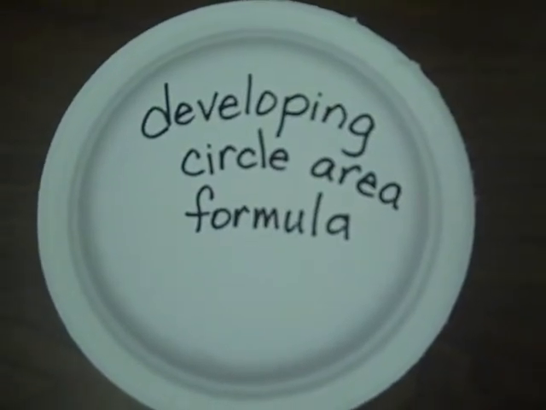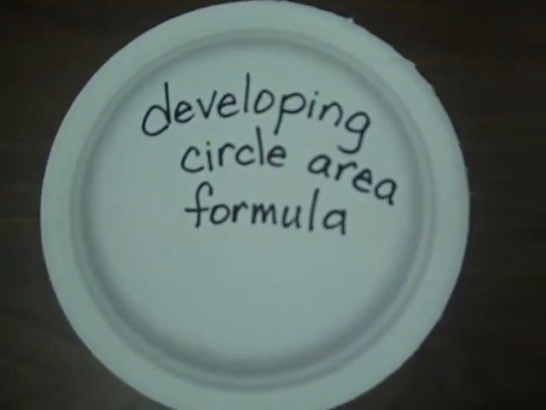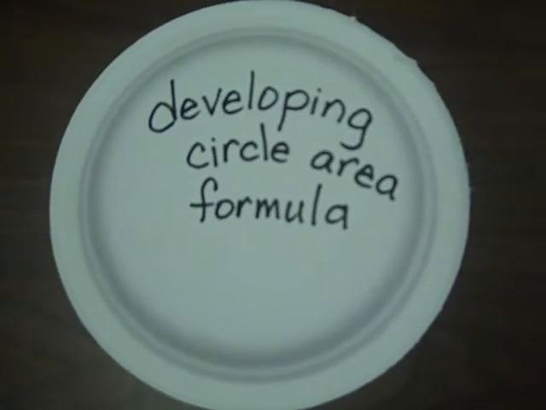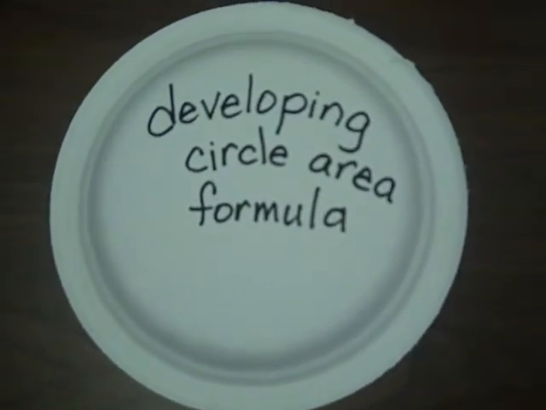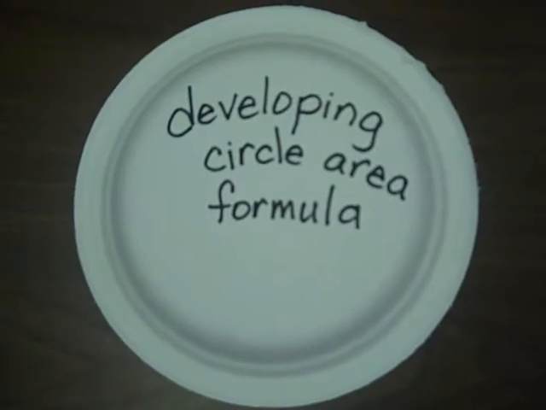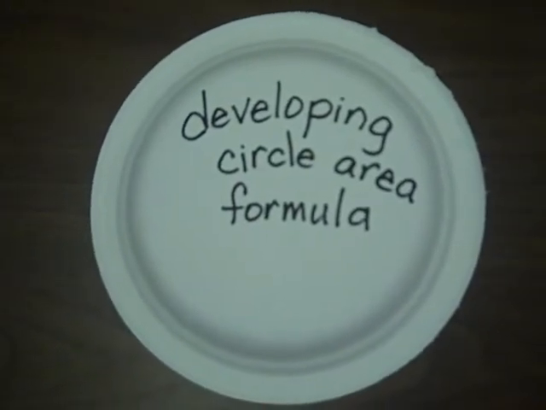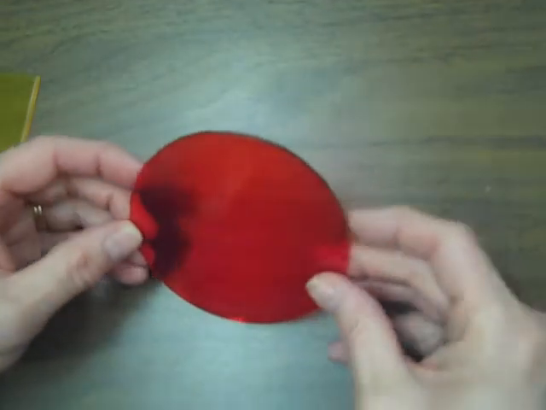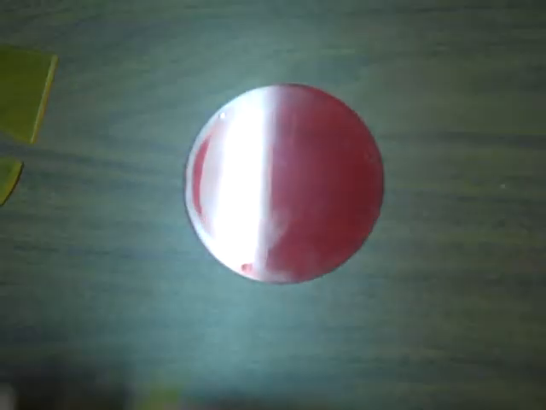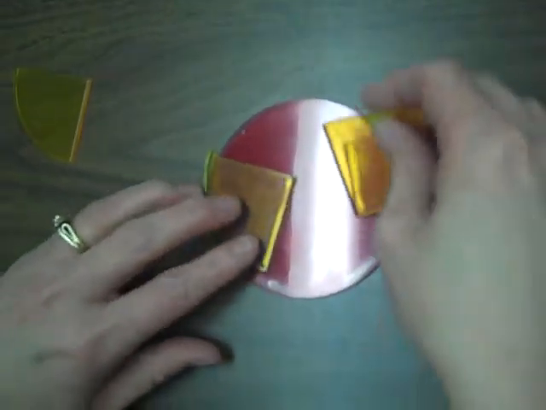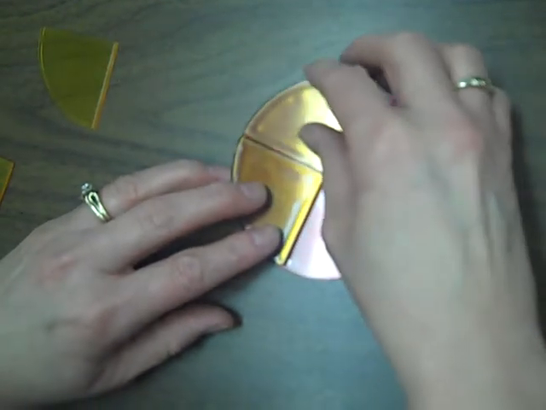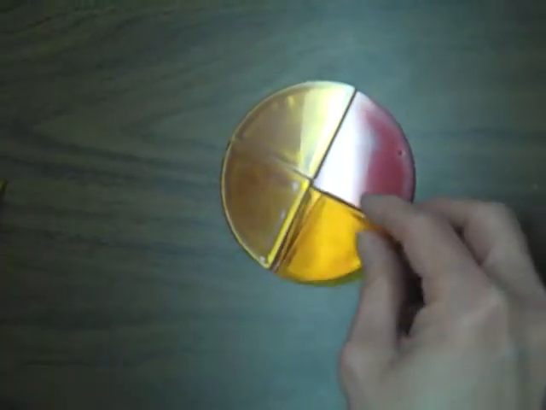This lesson is going to focus on developing the circle area formula. Instead of giving it to the students, we're going to see why it makes sense and how it relates back to base times height. So what we're going to be using are fraction circles. So this is the full circle, and all the pieces that we're going to be using today will fit on this circle.